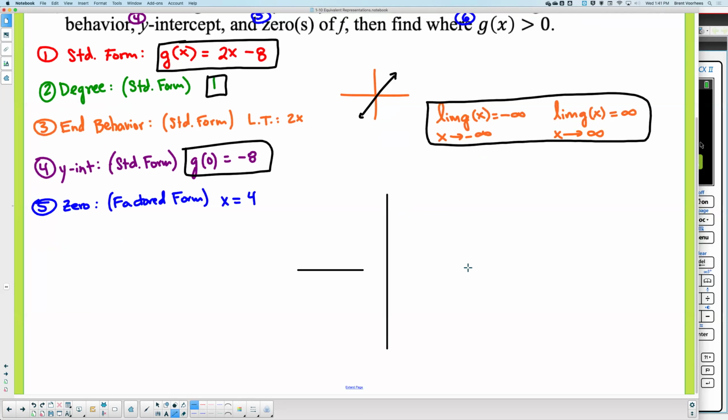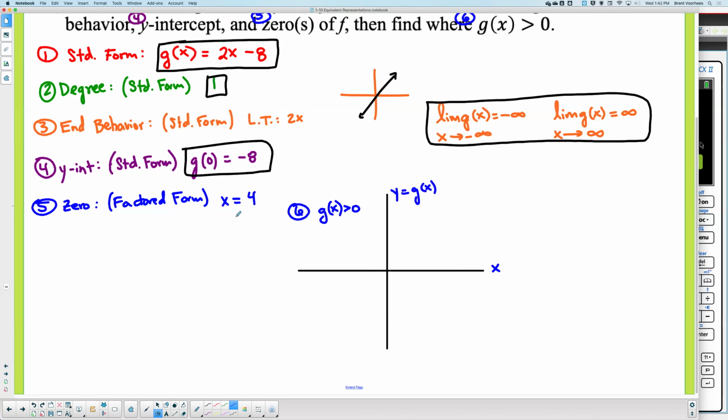What that means is I'm looking for where the graph is above, below, to the left, or to the right of an axis. If it's g of x greater than 0, what am I going to be looking for? I'm looking for where g of x is greater than 0. Am I going to be looking above, below, to the left, or to the right? Above. So I'm going to be looking where g of x is above.